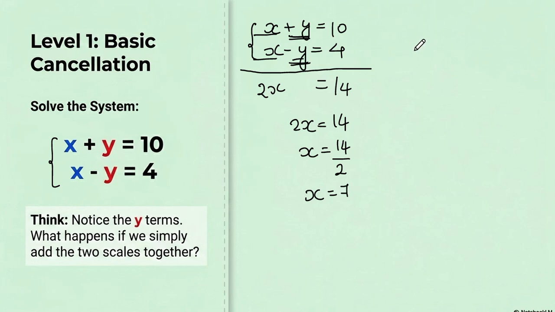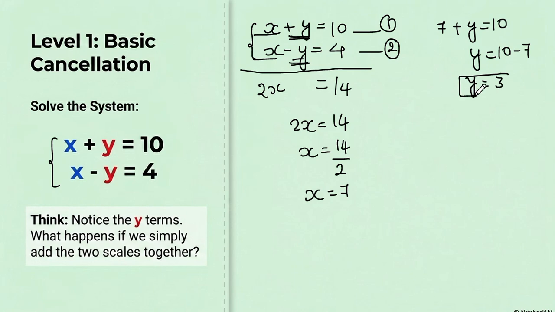Now we'll substitute x is equal to 7 in one of the equations. So let's say this is equation number 1 and this is equation number 2. If we substitute the value of x in the first equation, so x is 7, so 7 plus y is equal to 10. So y is equal to 10 minus 7. So we'll get y is equal to 3. So the solution of these two equations is x is equal to 7 and y is equal to 3.